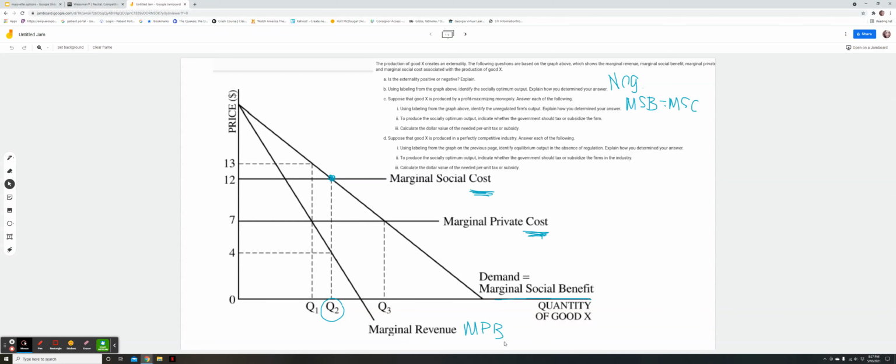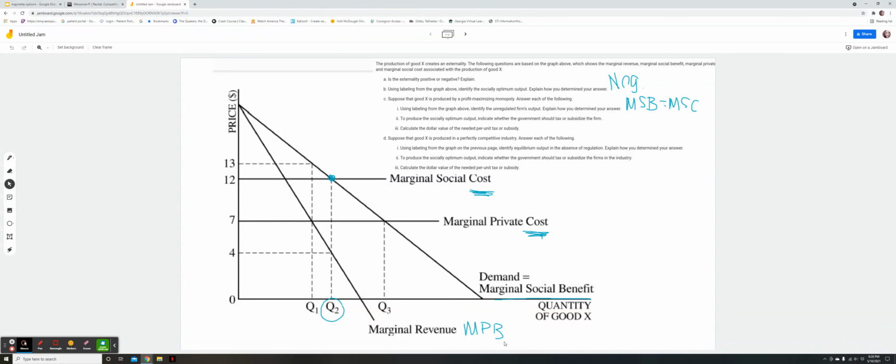So to produce the socially optimum output, indicate whether the government should tax or subsidize the firm. Now, there's the trick. There's where they kind of got us, because typically we think about negative externalities that require a tax. Actually, I realize I just skipped something. But anyway, let me get back to that. So let me go back up a second. I'm sorry, I did that out of order.